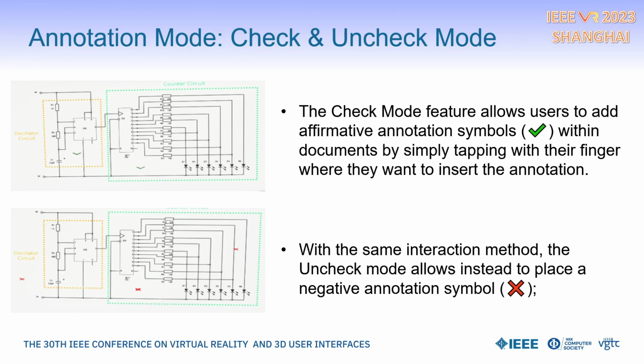The check mode feature allows users to add an affirmative annotation within the document by simply tapping with their finger where they want to insert the annotation. The same happens with the uncheck mode, where instead a negative annotation will be placed.